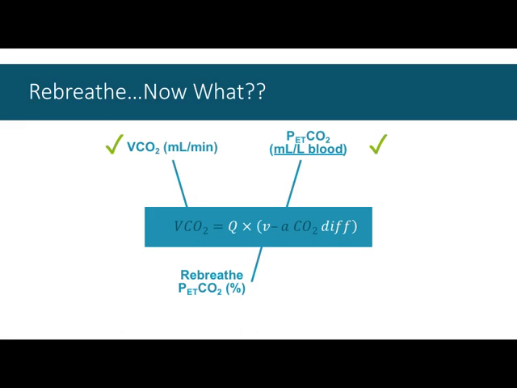Venous CO2 in milliliters per liter of blood. Much like with arterial CO2, we're not going to start with contents. We have to convert from percent or from partial pressure to contents. But this is what we get from the rebreathe maneuver. And some of you have done this now and have the experience of it, but the theory is the same.